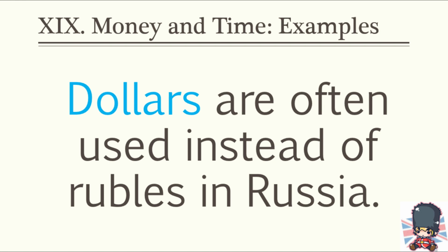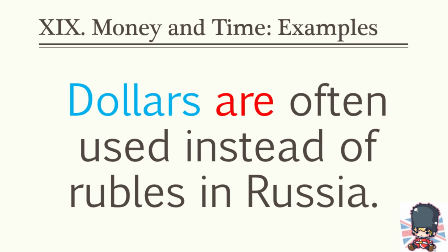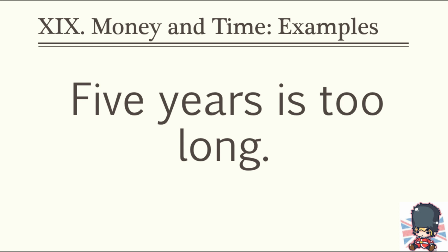Okay? So, dahil you're talking about the currency itself, gagamit ka ng plural form of the verb. So, dollars, plural siya, nagamit ka ng plural form of the verb, which is are. Kanina kasi, $5. That's amount of money. Ito naman kasi, you're talking about the currency itself. So, okay, malito dun. Last example, 5 years is too long.